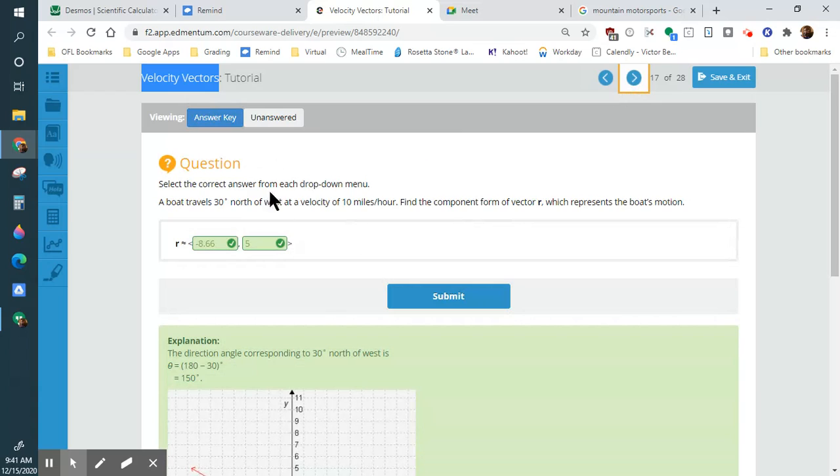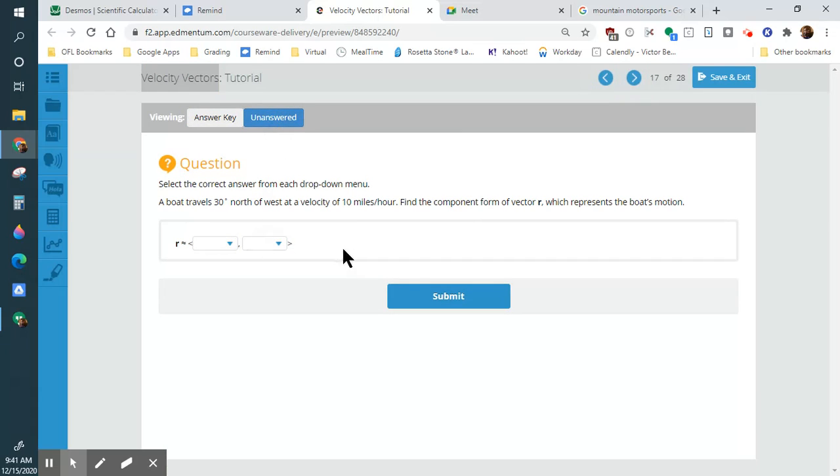All right, so let's take a look at this one. A boat's traveling 30 degrees north of west. So if we look here, we're going west, 30 degrees north of west. So that would be this way. And then what we want to do is find our R. The boat travels at 10 miles an hour.